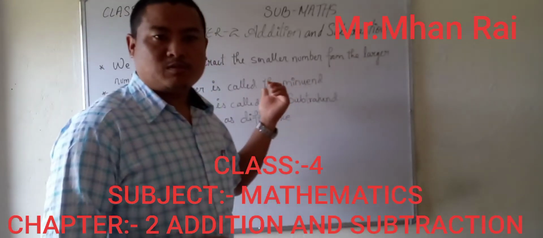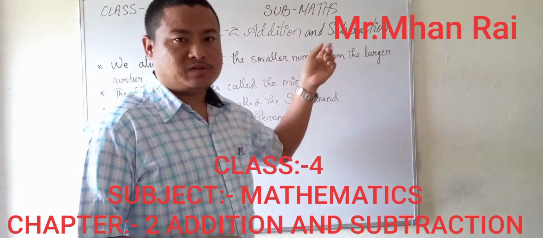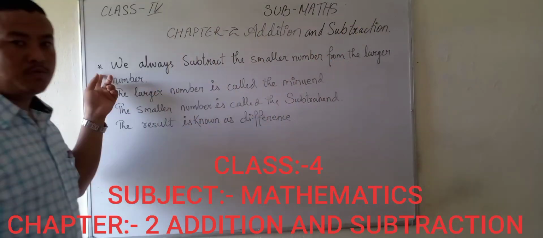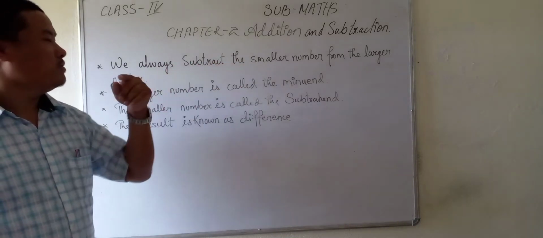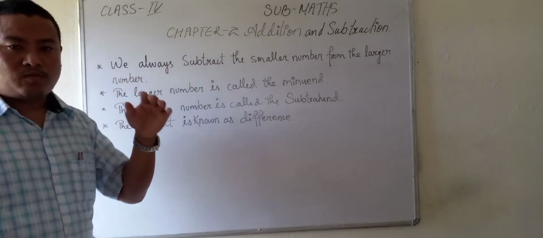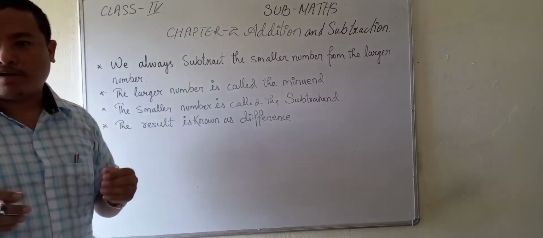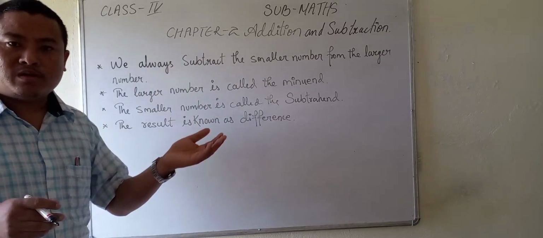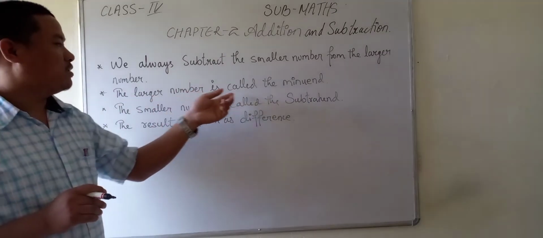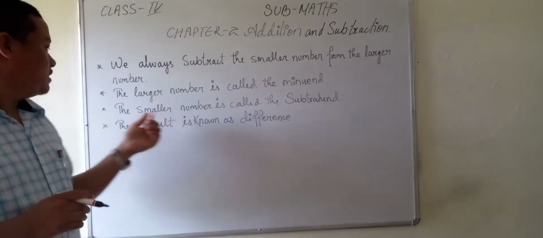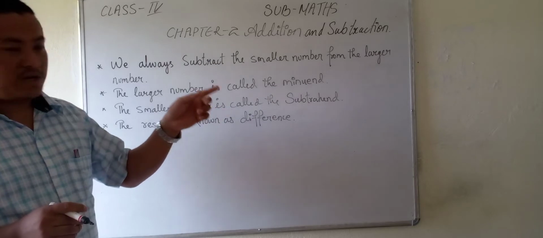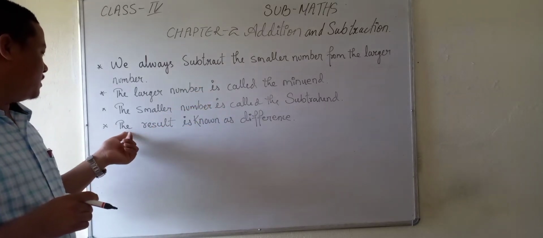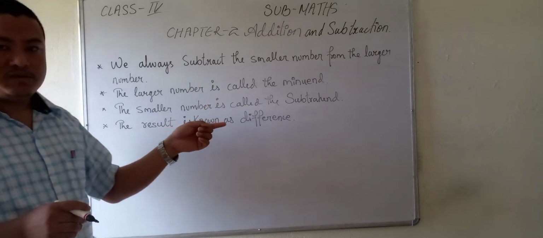And I have written here some of the points related to subtraction. Just see, first point number 1, we always subtract the smaller number from the larger number. That means from a larger number, a smaller number can be subtracted. The larger number is called minuend. Point number 3, the smaller number is called subtrahend. The result is known as difference.